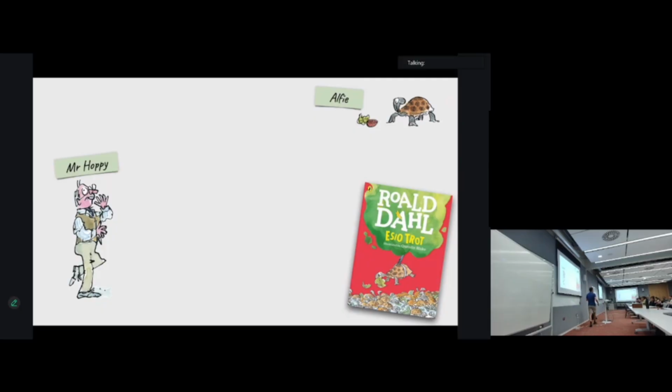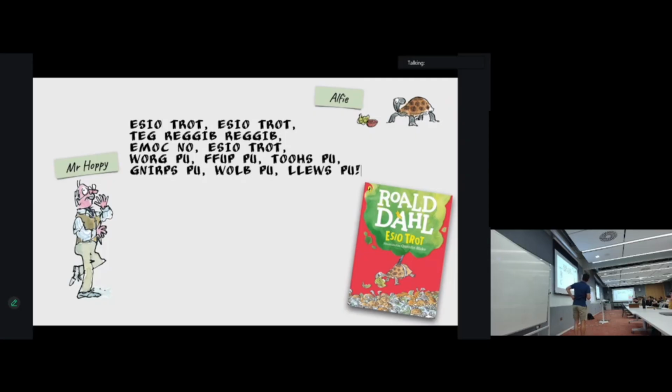Oh dear. Anyway, but the cool thing about the story is that he comes up with a way to make it seem as if it's plausible, which is to say, he speaks tortoise language. And when he speaks to this tortoise, he says, Esio trot, teg regid, igok no, Esio trot, wog poo, kcuf poo, hsut poo, and so on. What on earth does this mean? Well, he knows the secret to talking to tortoises, which is that you have to A, shout to them, and B, talk to them backwards. So if you reverse all that, it says, tortoise, tortoise, get bigger, come on, tortoise, puff up, shoot up, something like that, right? So, okay.